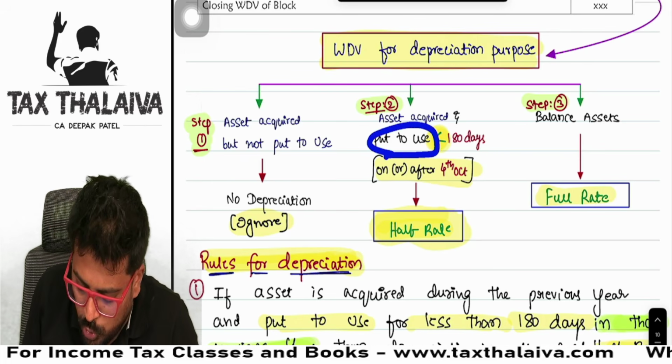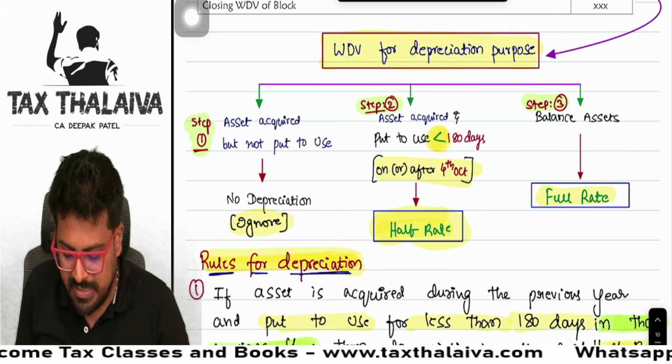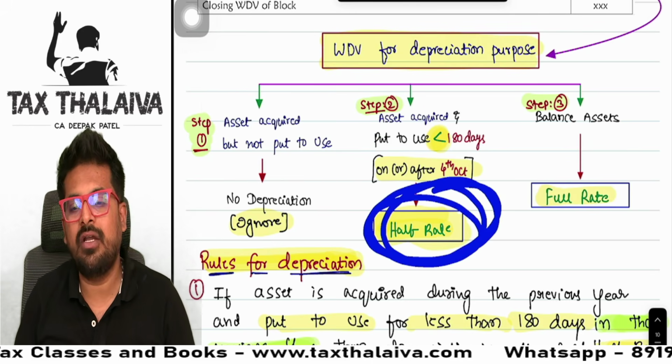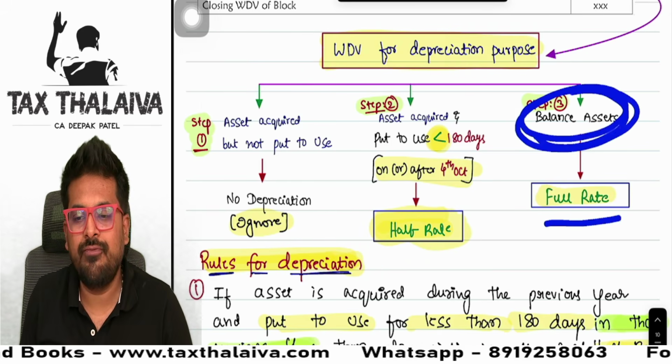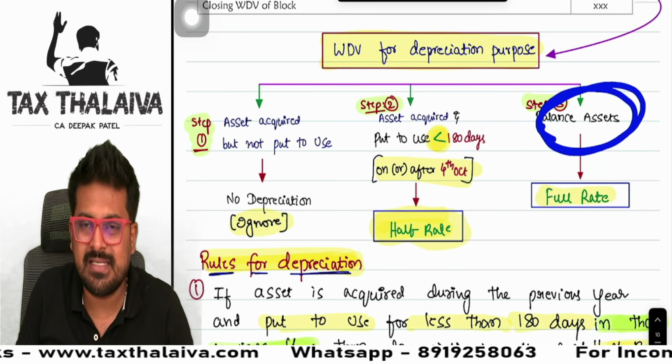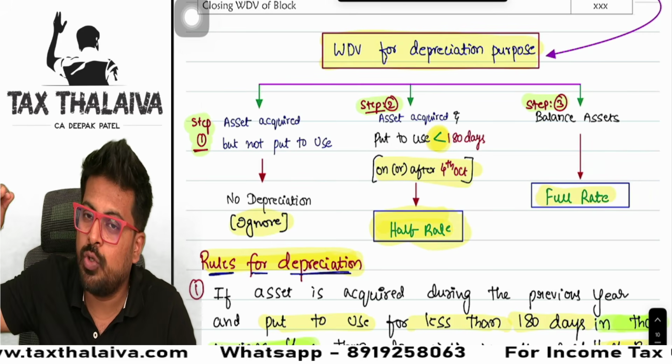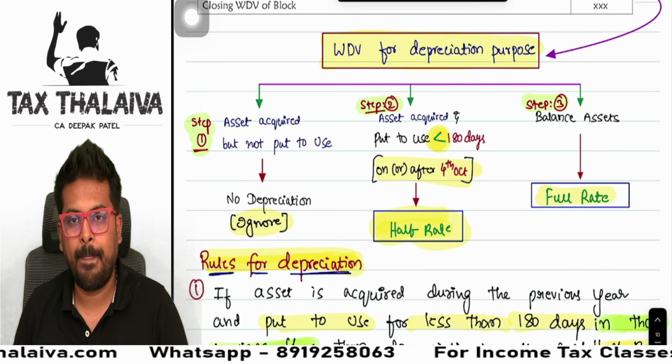So for an asset acquired and put to use for less than 180 days, on that you claim half rate of depreciation. And on the balance assets, you can claim full rate of depreciation, because the balance assets are those assets which you have used for more than 180 days.